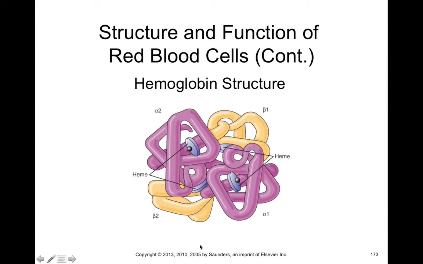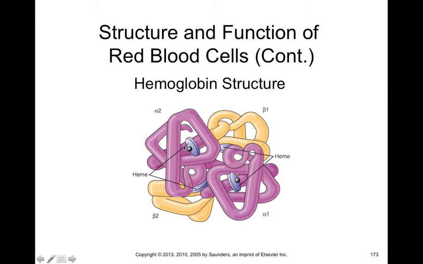What this slide is showing is one hemoglobin molecule. You can see that it's actually made of 4 separate proteins that are all stuck together to form this hemoglobin structure. Within each of these globin chains, so there's 1, 2, 3, 4 globin chains, you have a heme group in the center of each of these globin chains.